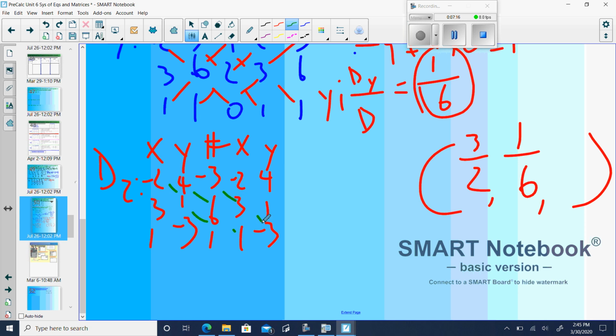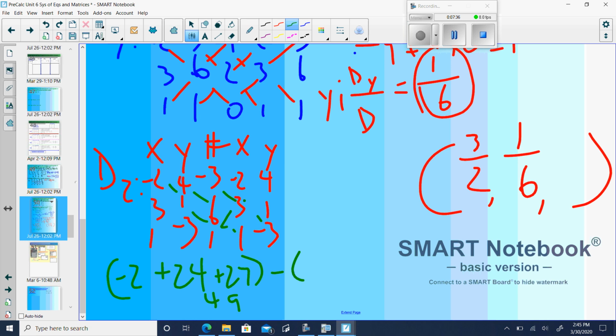So 1 times 1 times negative 2 is negative 2. 4 times 6, 24. 24 times 1 is 24. And 3 times 3, 9 times 3 is 27. Negative times negative, positive. So we have 49.